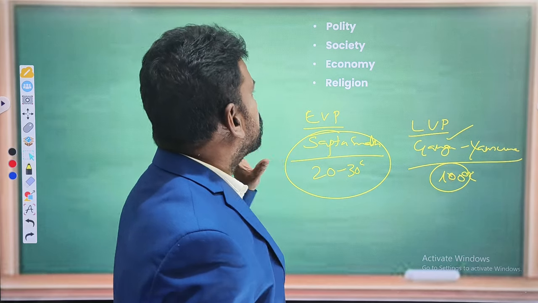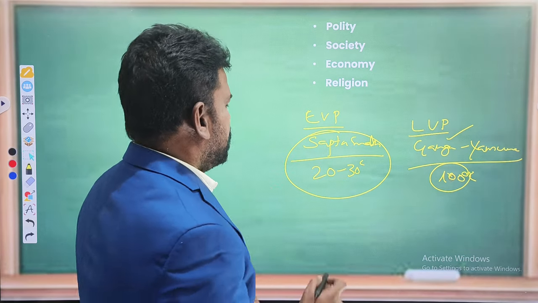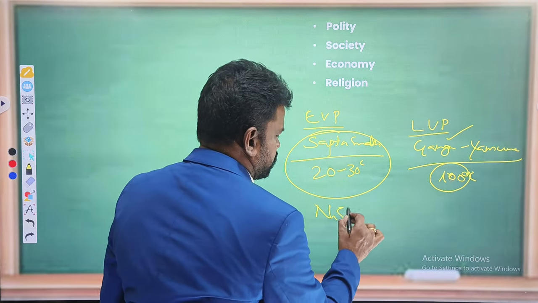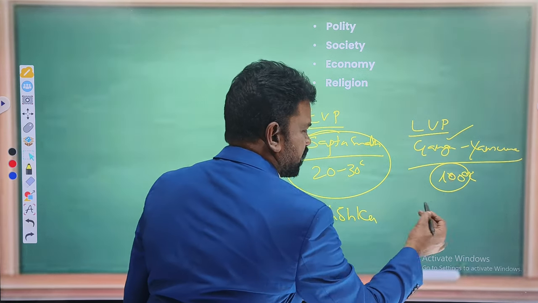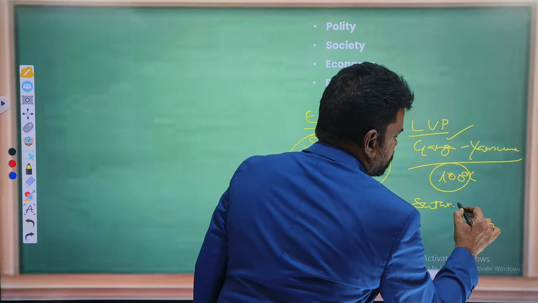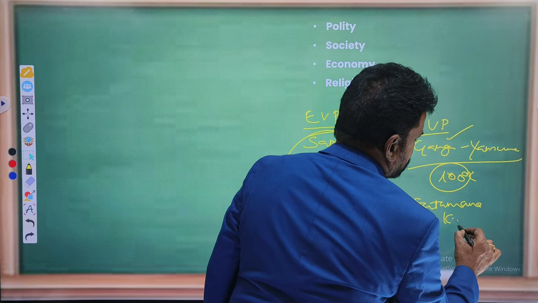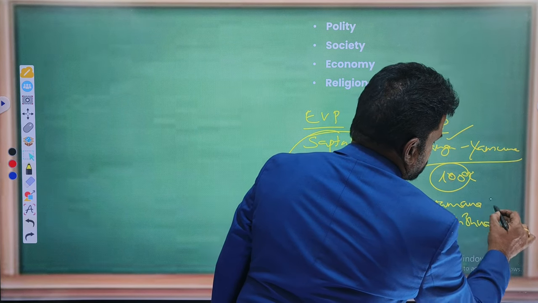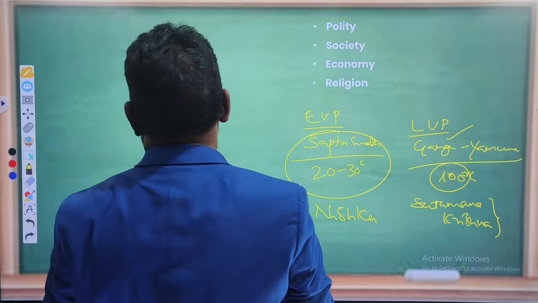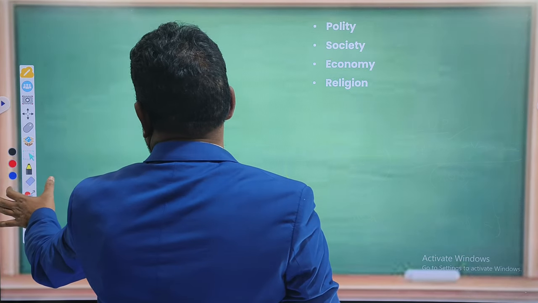So like this, the economy also changed. Niska was the coin during this period, a gold coin. This continued, and along with it Satamana, Krishnala and other coins, silver coins. That was the economy of that period.